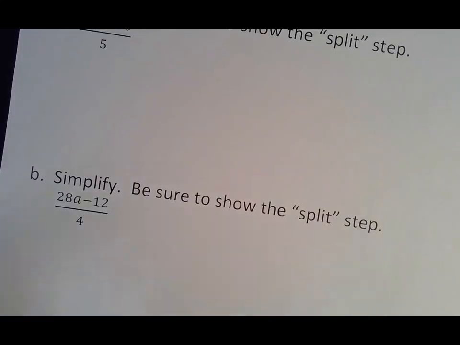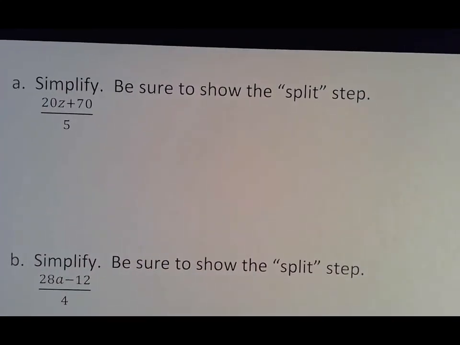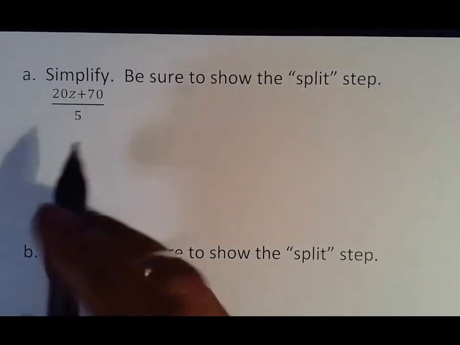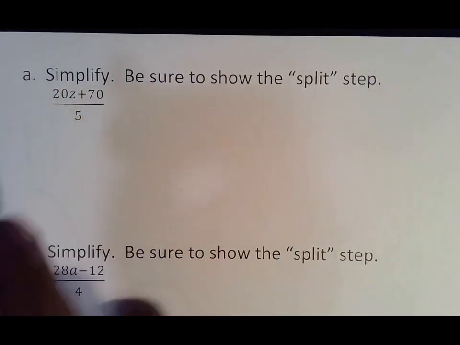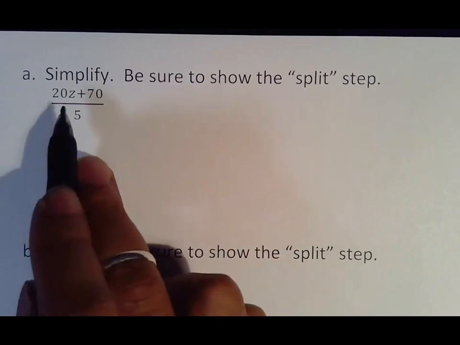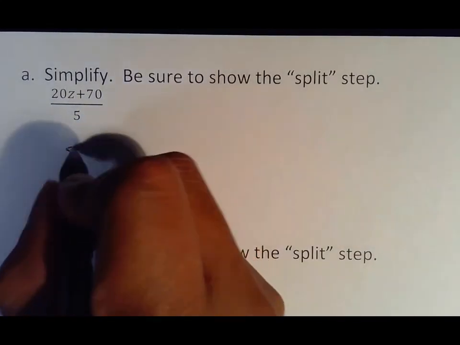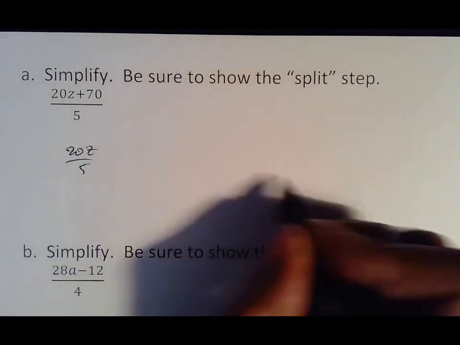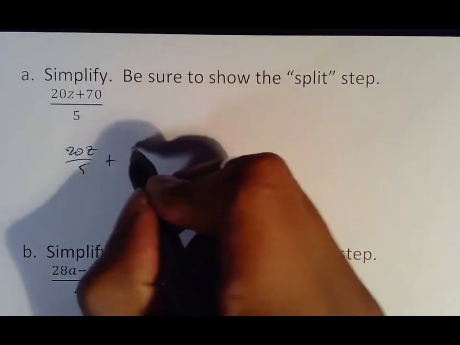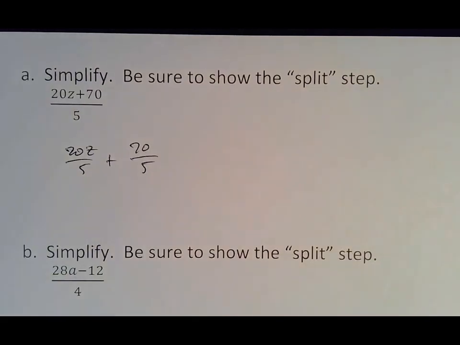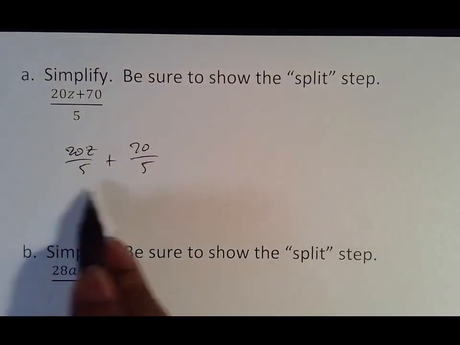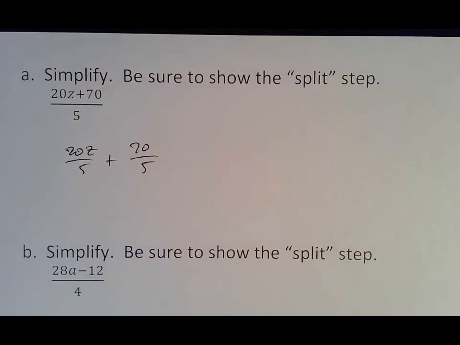So when it says be sure to show the split step, you have to make sure you show the 2 fractions. So this fraction is 20z plus 70, all being divided by 5. So instead of just getting right to the answer, what we do is we split this into 2 fractions by putting 20z over 5, always use a plus, and then putting 70 over 5. That is the middle step you have to show on your MathXL.